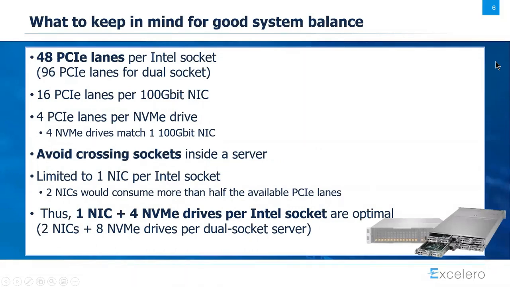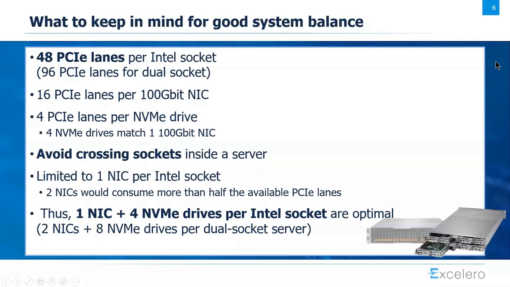And I already mentioned that you need to keep an eye on the balance for NVMe drives versus NICs that you have in the system. So let's go through this on the example of an Intel system. Of course, everything also works with AMD here. But for an Intel single socket, what you have are 48 PCI lanes, or twice as much, 96 PCI lanes for a dual socket system.